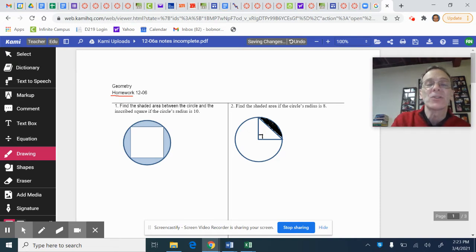You're being asked to find the shaded area. That's the blue area here between the circle and the inscribed square. Inscribed is just a formal geometric word that means the corners of the square are on the edge of the circle. They're on the perimeter of the circle. Okay.